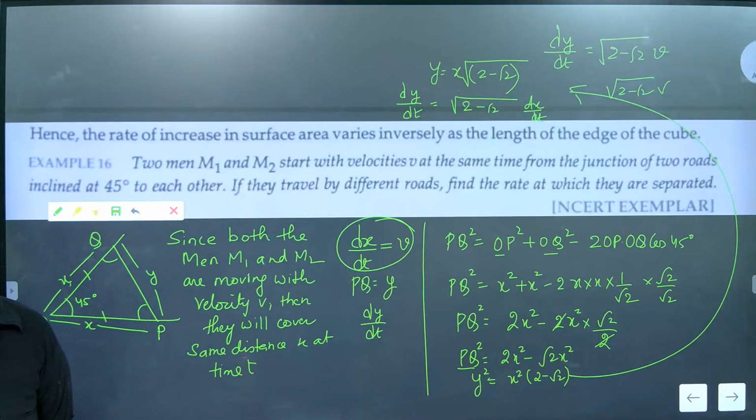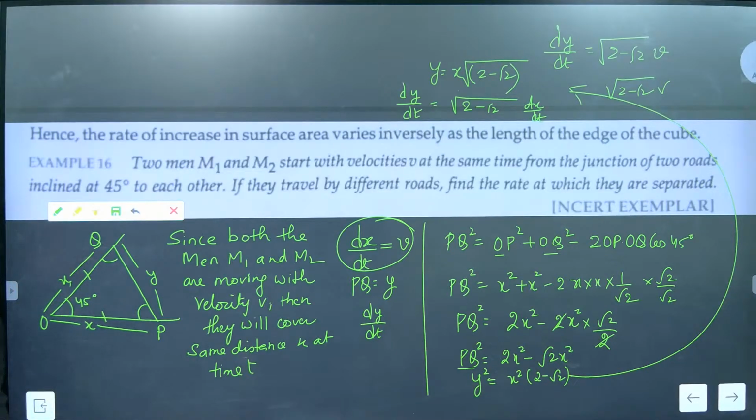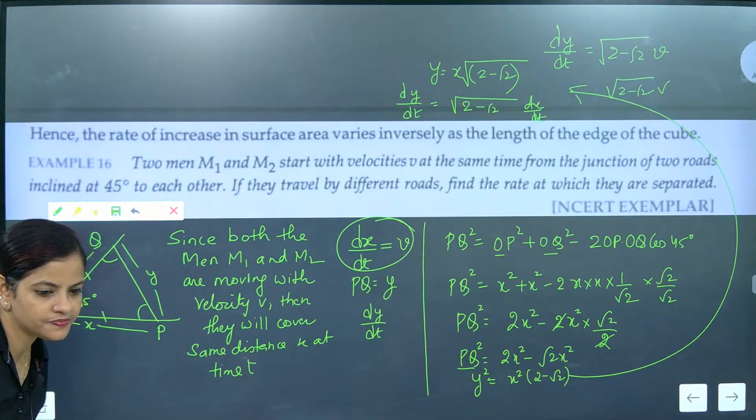Did you understand here? Our question, one more time I am explaining, this is really a very good question. So how have we attempted this question, beta? We learned that they started from this junction point O, they were there and they started. Understood? So they have covered equal distances. They are moving with a velocity.